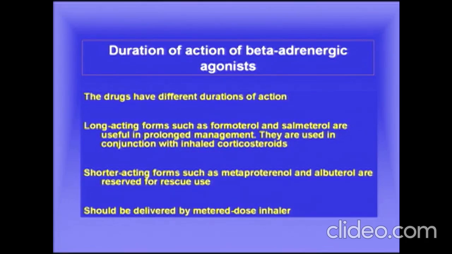Now, the beta-adrenergic agonists have different durations of action, and this is important in the management of asthma. There are long-acting forms, and these include formoterol, salmeterol, and they are particularly useful in the prolonged management of patients with asthma. They are usually used in conjunction with inhaled corticosteroids. But there are shorter acting forms such as metaproterenol and albuterol, and they are now largely reserved for rescue use.